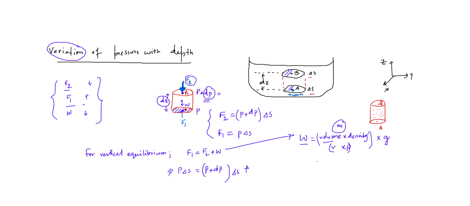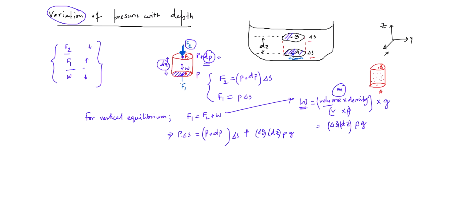So the volume is delta S multiplied by dz, because this is the area of cross section and the height. So V is delta S dz. Let us put this within a bracket, and rho g is there. So this is our W. Instead of W, we can write delta S multiplied by dz multiplied by rho multiplied by g, right?